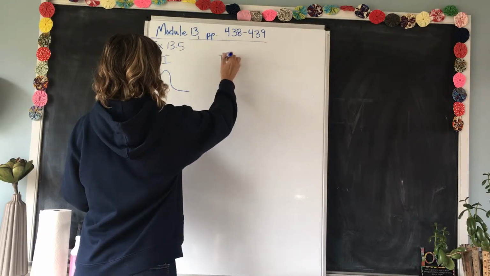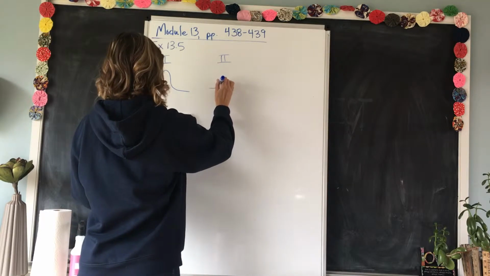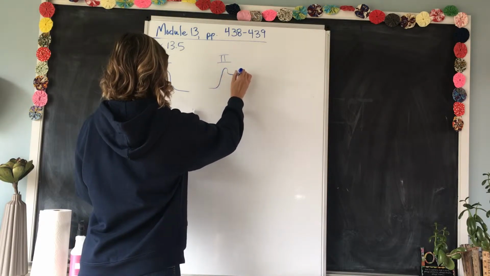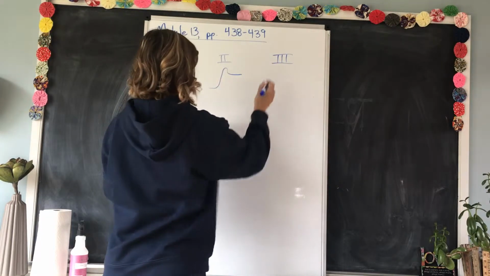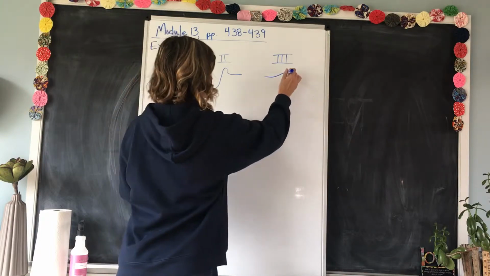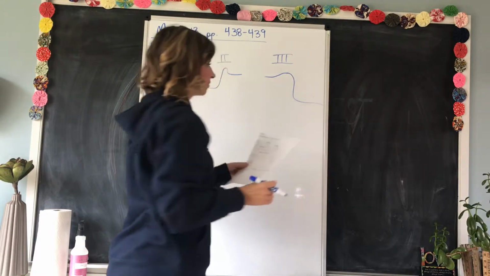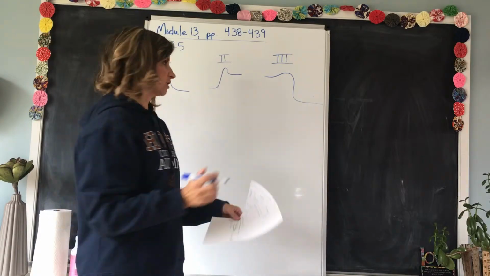And then number 2 looks like this. The reactants start down here. Then we've got an activation energy, and then the products. And number 3 starts here, just a little increase for the activation energy, and then the products end up down here. Okay, then I can refer to those as we go through the questions.